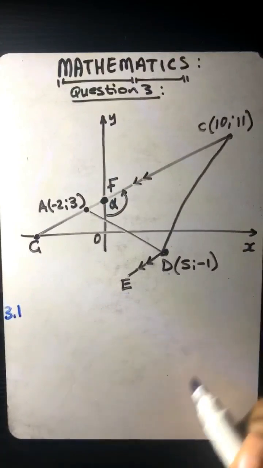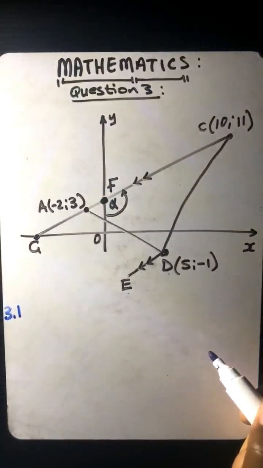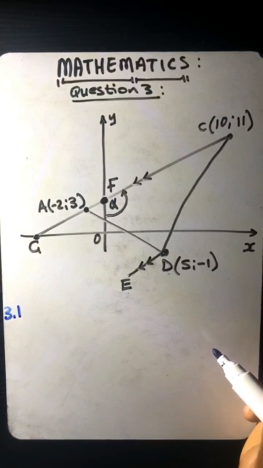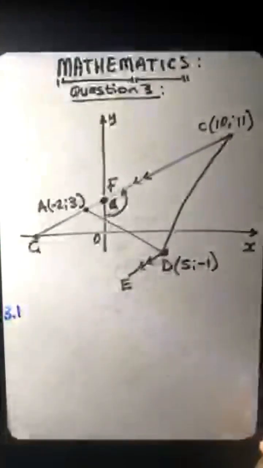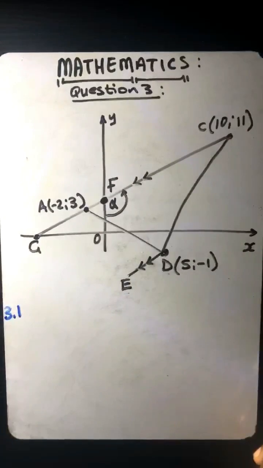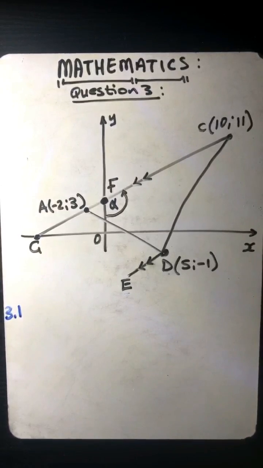Okay, so let's see. 3.1 says calculate the gradient of the line AC. These questions, honorable member, repeat and revolve around all that we discussed. I'm sure you've attended many lessons and you'll realize they either want you to calculate the gradient, distance, midpoint, determine an equation of a straight line, an angle, and sometimes an area of a particular shape.